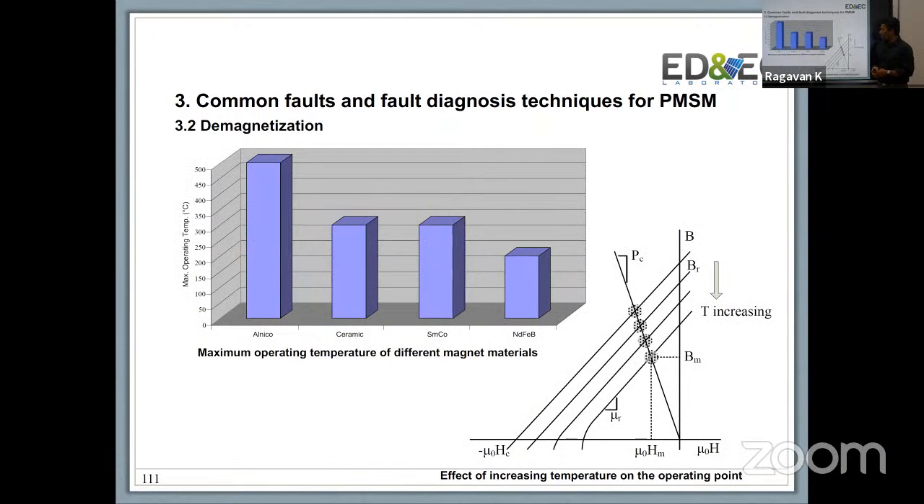We saw this BH curve this morning. When you're talking about different permanent magnets, alnico has a high heat tolerance. Samarium cobalt has very high as well, the ceramic, and then there's neodymium iron boron. As you increase the temperature, the operating point starts to move downwards.